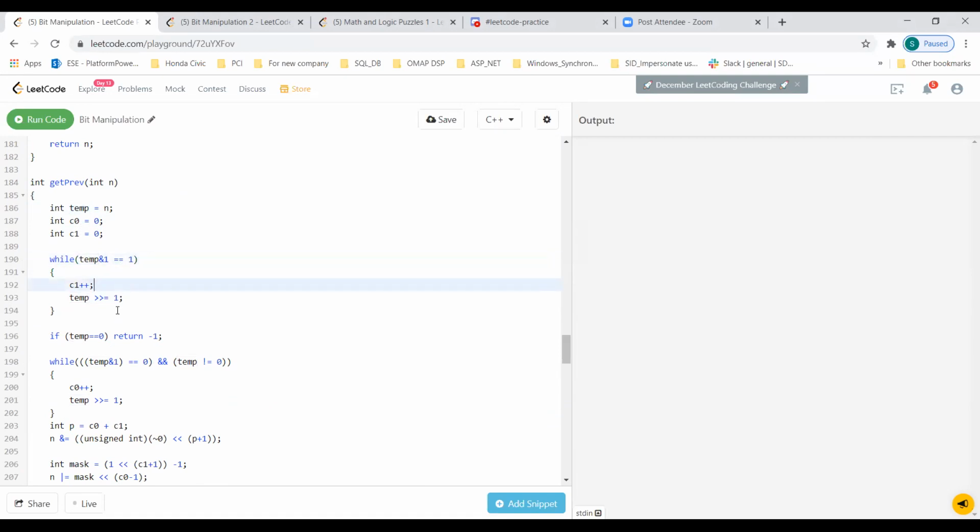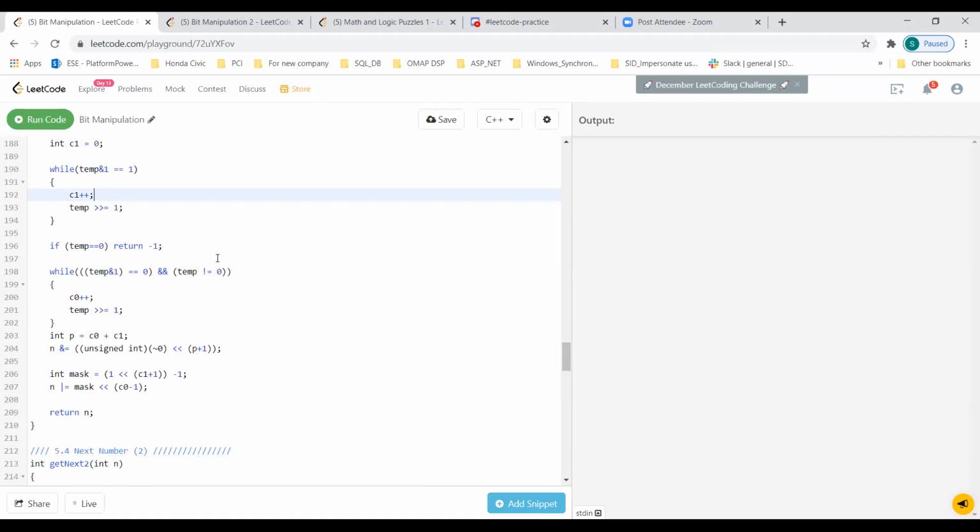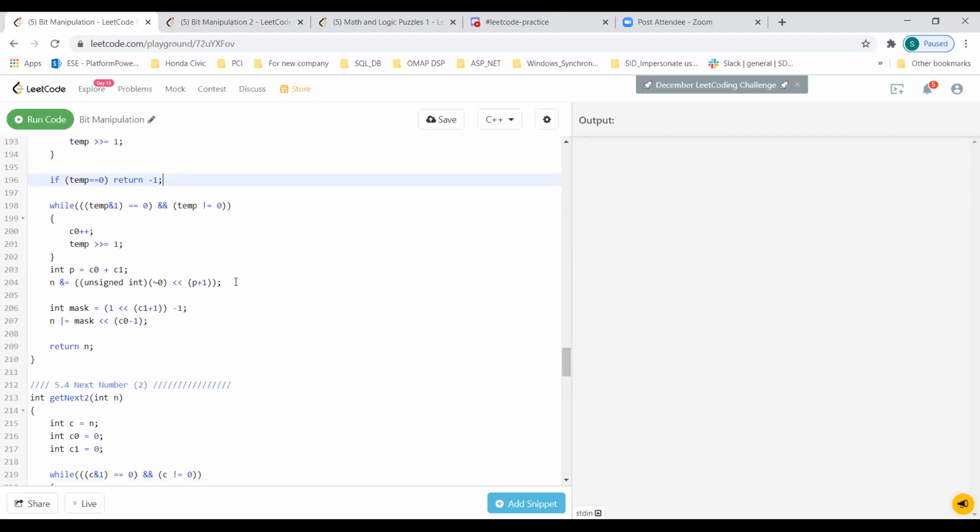So till I get all the ones, I keep on shifting the temp to the right side, and keep on incrementing my C1. And then if my temp is 0, it means that I haven't found any one, and all my number is 0, so it doesn't make sense. So I return -1 from here. And after the ones are counted, then I count the zeros. So now I have C0 and C1. So I have P, which I have to set.